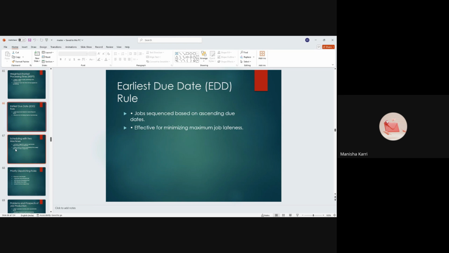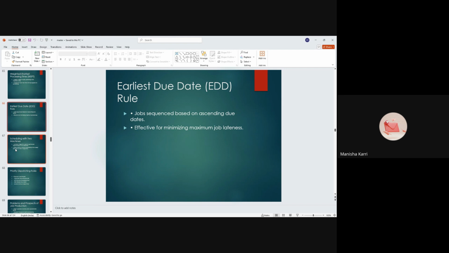So next one is the earliest due date rule, EDD. What does earliest due date mean? It is a scheduling method where jobs are organized in the order of their due dates, with the job that has the earlier due date being processed first. The purpose of EDD is to ensure that jobs with closer deadlines are prioritized, helping keep production on schedule. There are some benefits for the EDD rule.